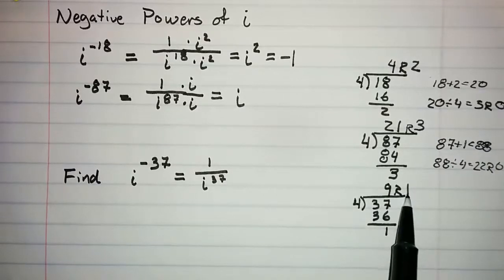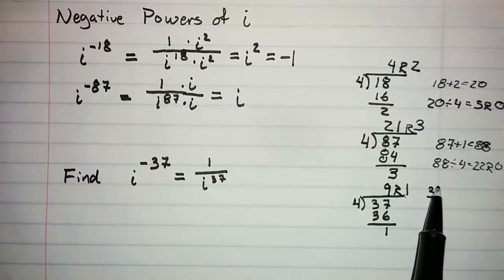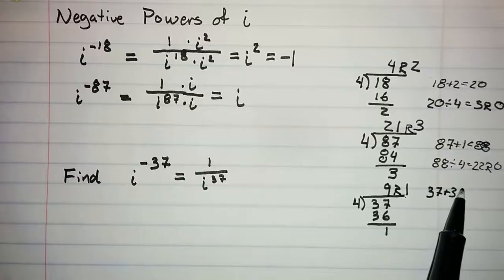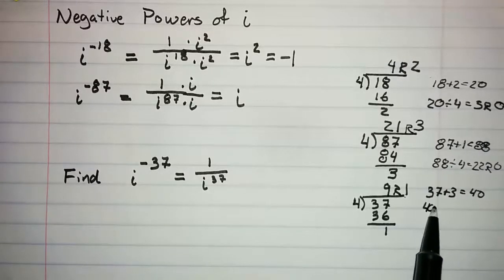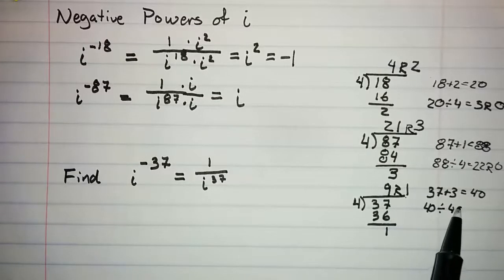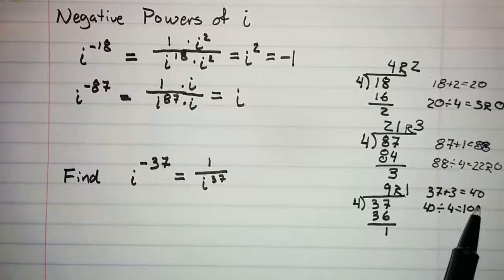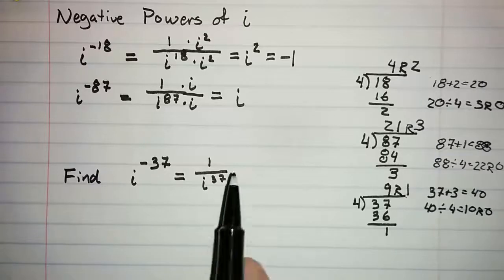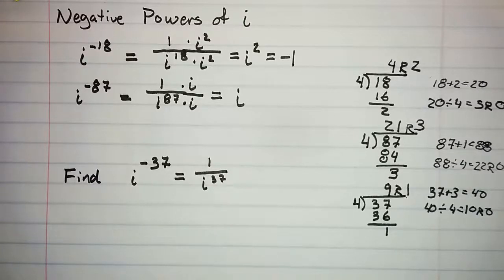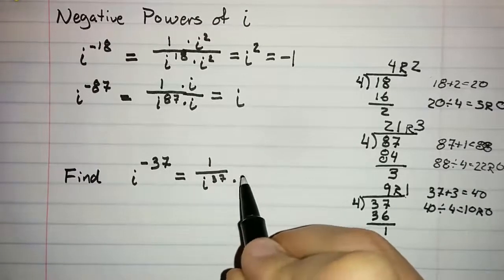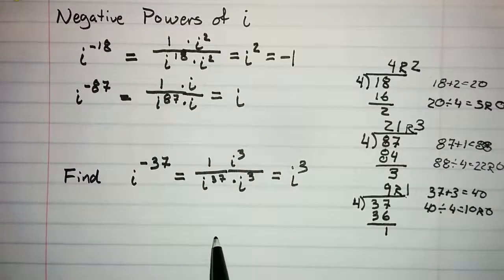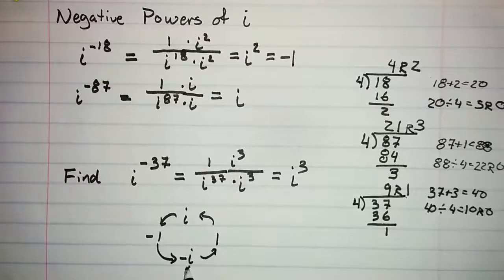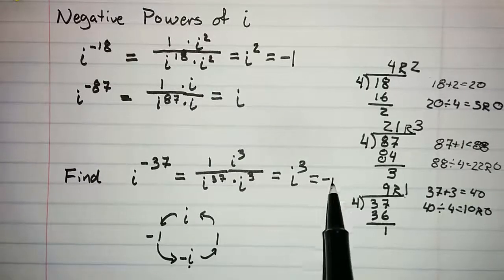What do I need to add to 1 in order to get 4? Well, 3. So I'll have 37 plus 3 is 40. And sure enough, 40 divided by 4 is 10, remainder 0. So I want to multiply my numerator and denominator by i to the third. So this is i to the third. That's 1, 2, 3. So that's negative i.